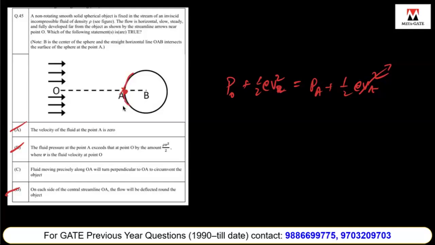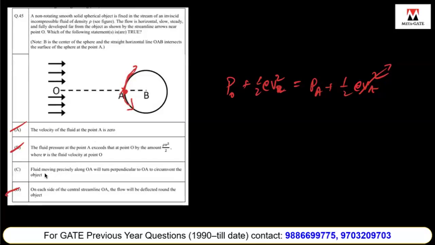So what will happen is the interaction between the fluid and the object. The deflection leads to the formation of curved streamlines around the object, allowing the fluid to smoothly flow past it.